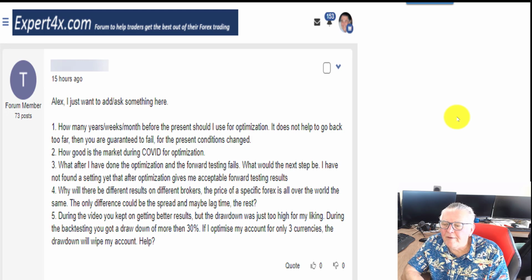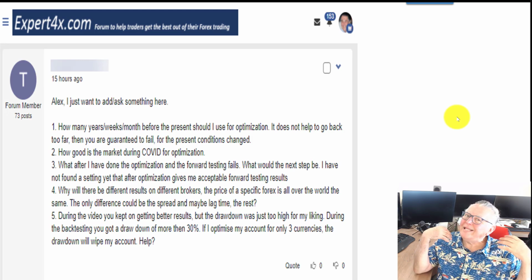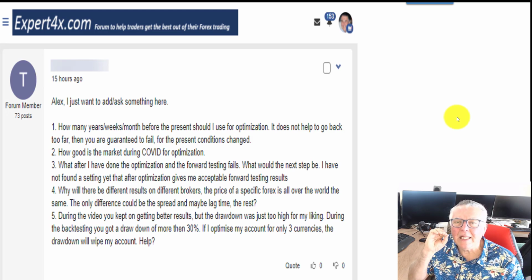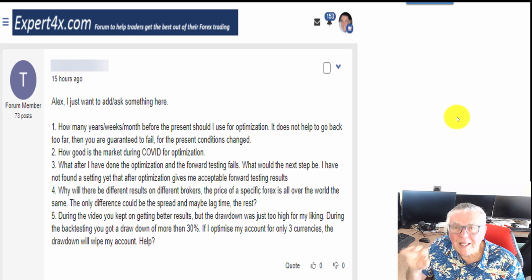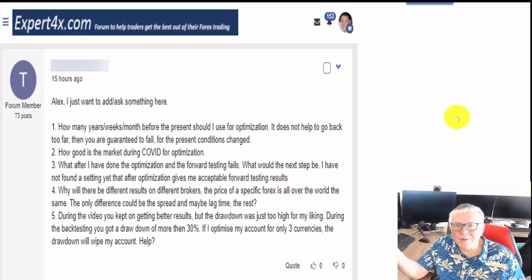After I've done the optimization and the forward testing fails, expect it to fail. That is just the way it is. If you're lucky enough, you will start forward trading in a trending market when you've optimized a trending EA. If you're not, be patient. Use small lot sizing. Sleep well in the evening.